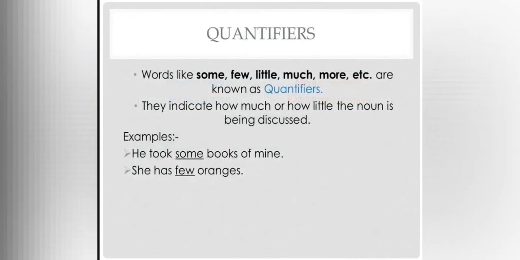Now let's move to quantifiers. Words like some, few, little, much, more, etc. are known as quantifiers. They indicate how much or how little of the noun is being discussed. Now let's move to examples. He took some books of mine. She has few oranges. Some and few show the quantity of the noun.